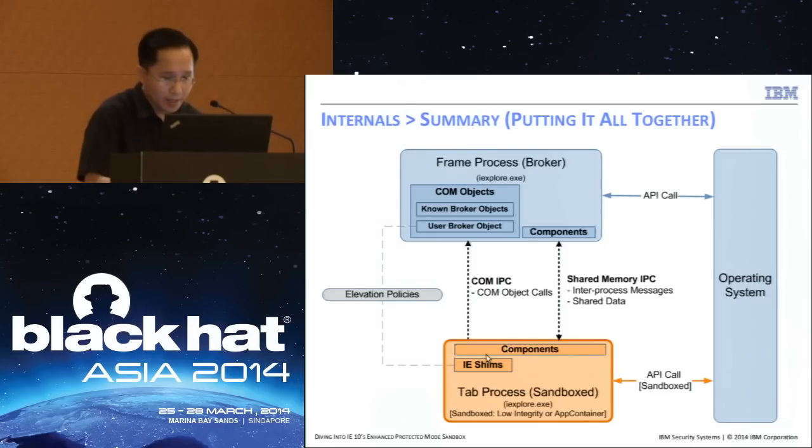Through API hooking, the IE shims mechanism provides a compatibility layer for browser extensions to run in a low privilege environment. Also, IE shims consult the elevation policies to determine whether to forward the launch type APIs to the broker. COM IPC is used by components in the sandbox and IE shims for invoking the services exposed by COM objects in the broker. And shared memory IPC is used by components in the broker and the sandbox process for inter-process message exchange and for sharing data.